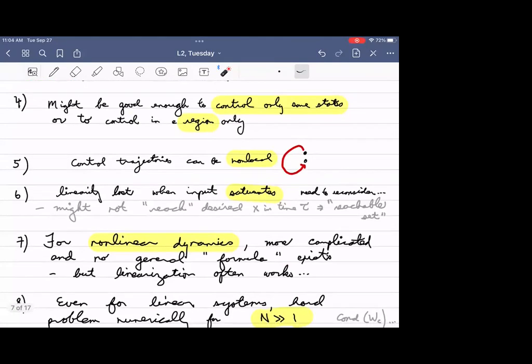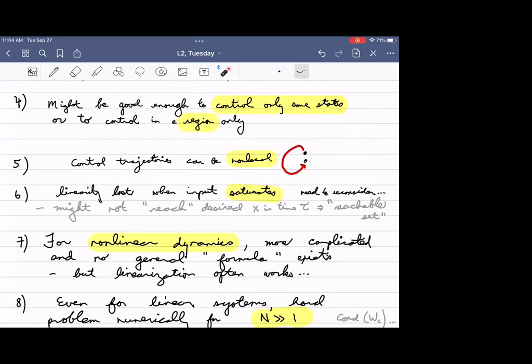It also doesn't, again, a corollary of not specifying the path, you can cook up examples where the control trajectories are very non-local. Like you want to go from this point to this point, and you might think that it's going to do something like that, but it actually takes you around a very circuitous route. So there can be surprises like that.